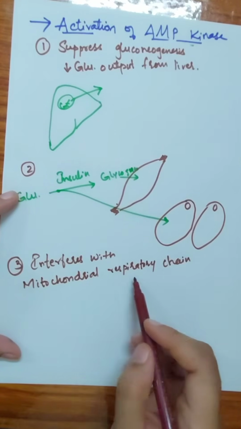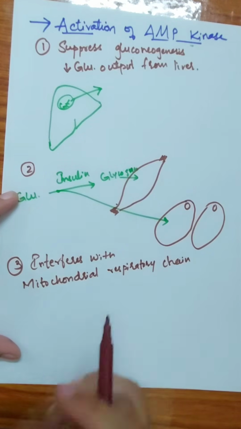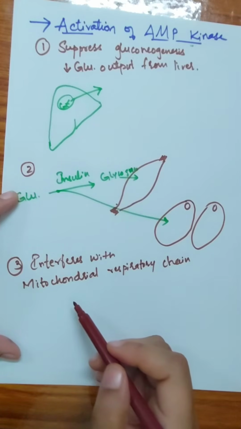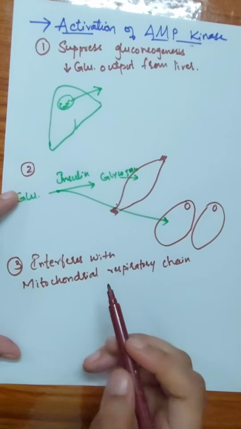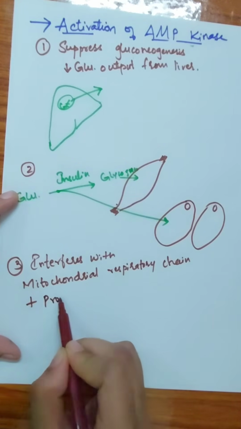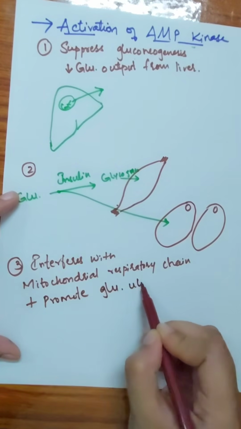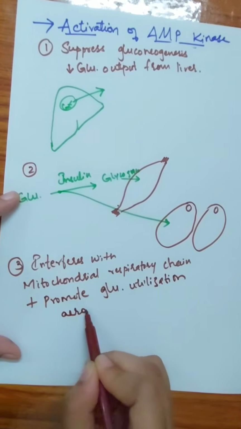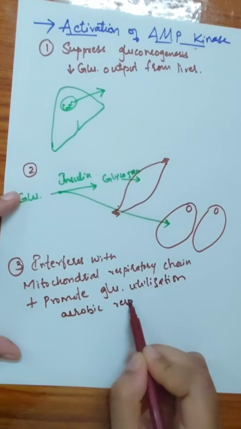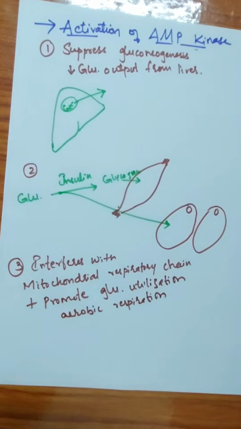And you might be knowing what the mitochondrial respiratory chain is. Yes, mitochondria, the powerhouse of our cell. It is involved in the synthesis of ATP. So what happens when this biguanide interferes with the mitochondrial respiratory chain? It will promote glucose utilization through aerobic respiration. Okay, so this is the third mechanism of action of your biguanides.